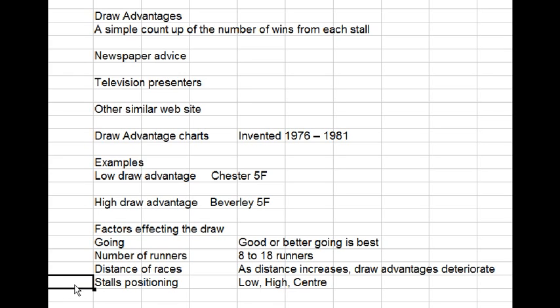Right, another big factor is stalls positioning. The stalls might position at one side of the course or the other, or in the middle. So stall positioning can have a big effect on draw advantages. Right, we'll look at all those by looking at some draw advantage charts.